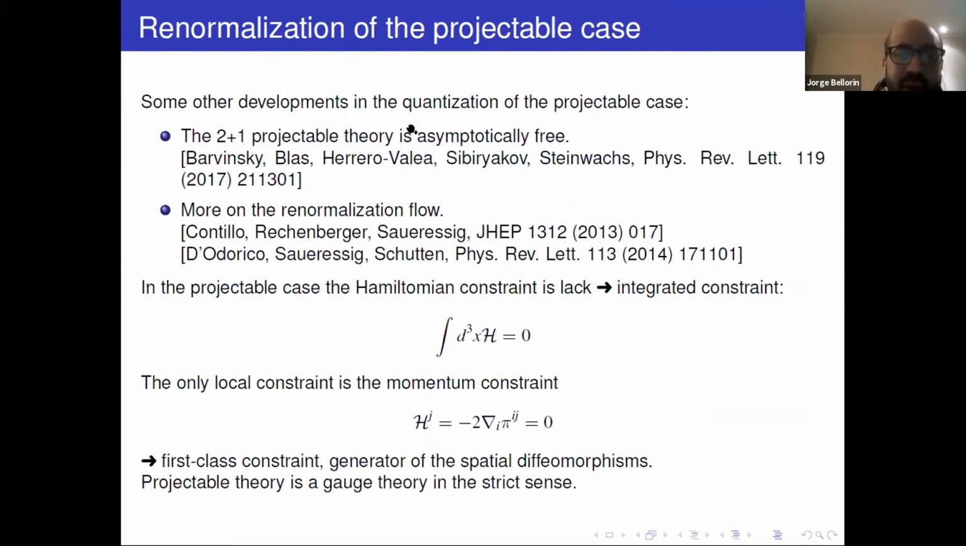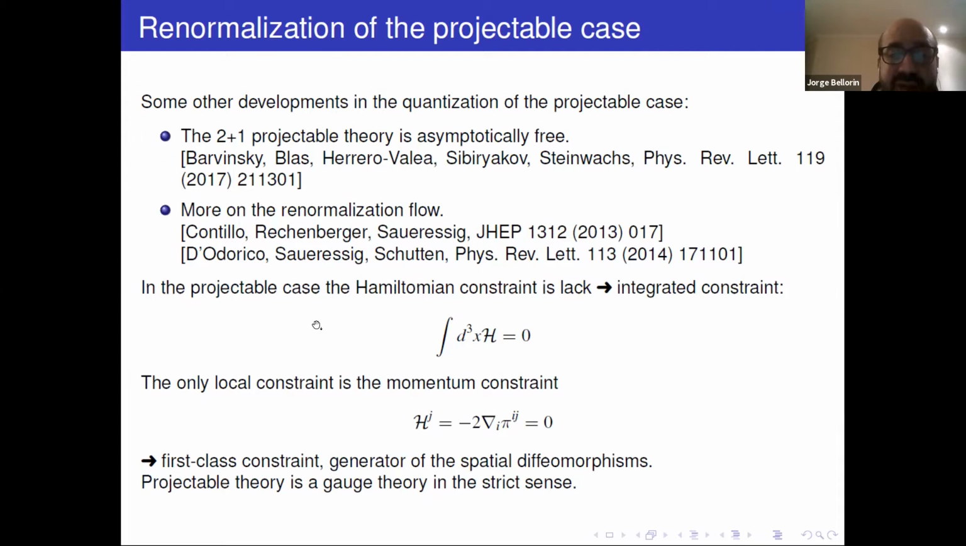Some other analyses in the 2+1 projectable theory, and also in the 3+1, include studies of the renormalization flow by the same group. In particular, they show that the projectable case is asymptotically free, and there are also other analyses of the renormalization flow by these groups here. Of course, there are other very important analyses on the quantization of both the projectable and non-projectable cases; I mentioned just some examples.